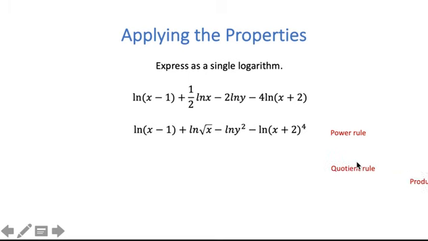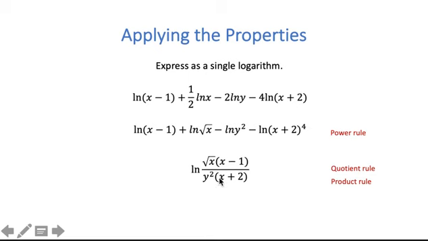The next thing we're going to do is use both the quotient rule and the power product rule. So I know that I have a quotient. I know I have a top and a bottom to my expression. What goes on top are all the terms here that are positive. What goes on the bottom are the terms that are negative.